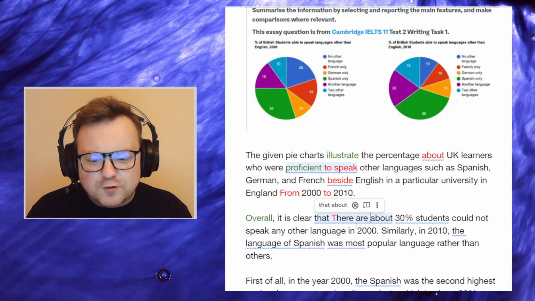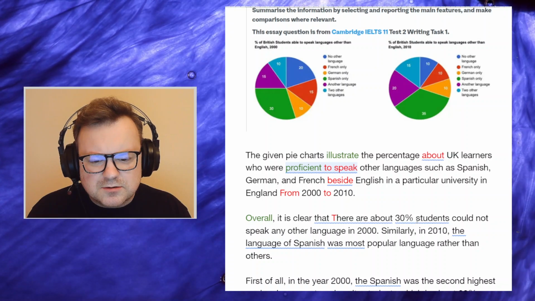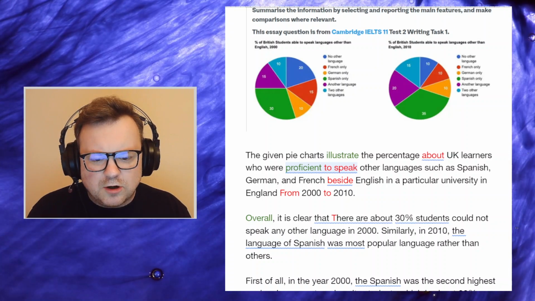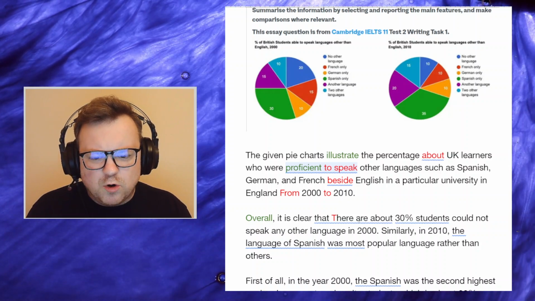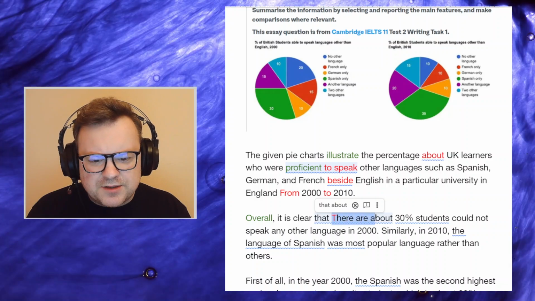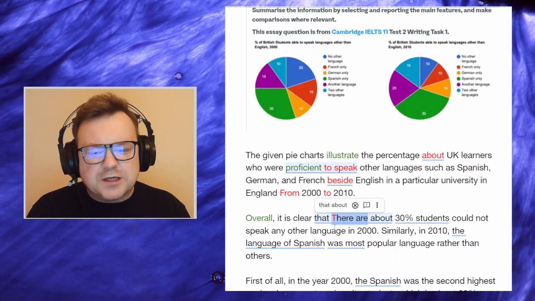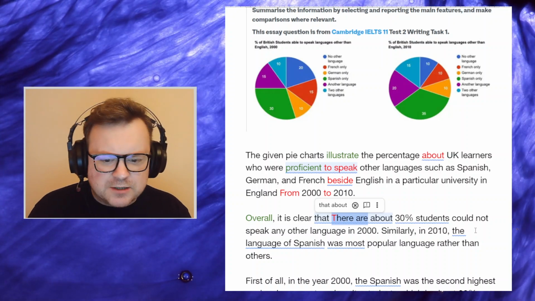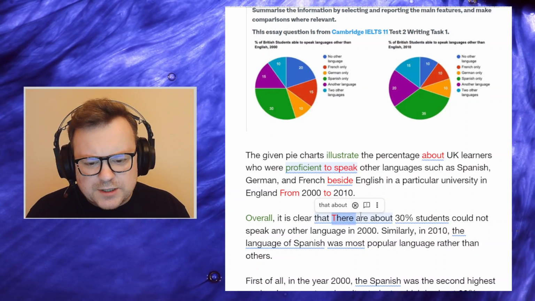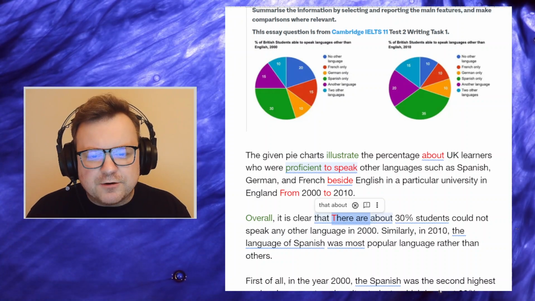But anyway, overall, it is clear that there are about 30% of students who could not speak. Or you could just say, it is clear that about 30% of students could not speak. But we can't say there are about 30% of students could not speak. So a few ways to reword this, but I guess the simplest one is just to remove "there are".